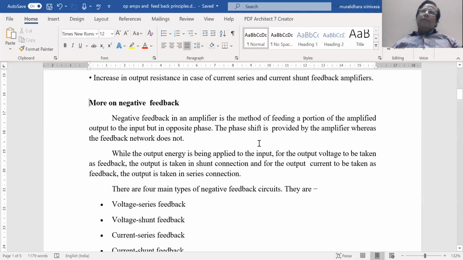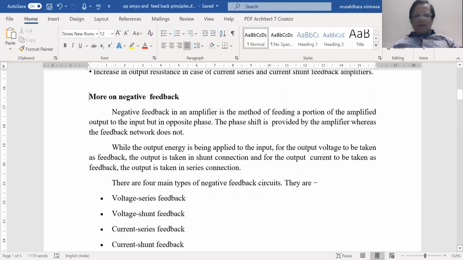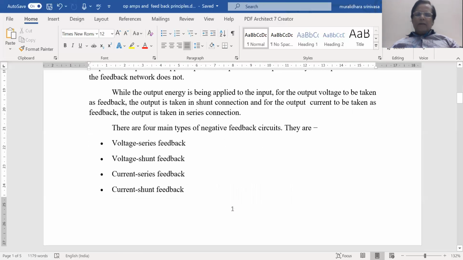The mechanism by which you return the output to the input, that is called the feedback network. The feedback network is not causing the phase shift. It is the amplifier that is causing the phase shift. So when you apply output energy back into the input, what happens?